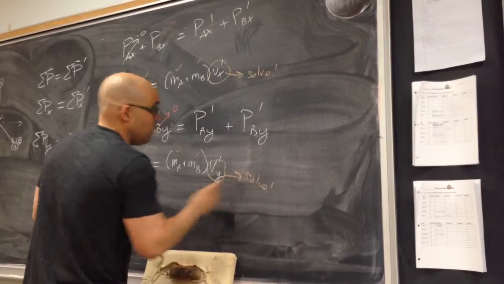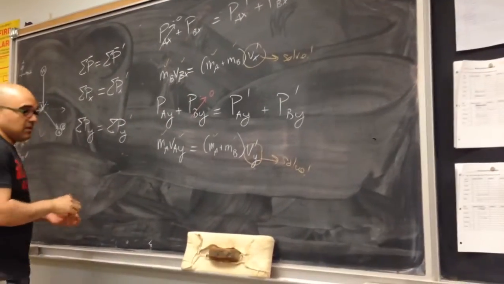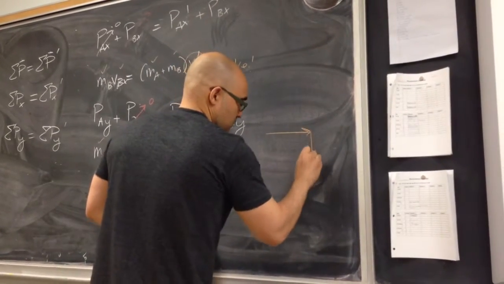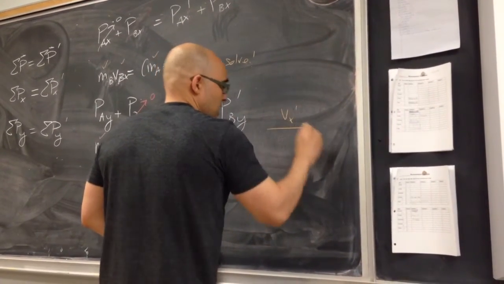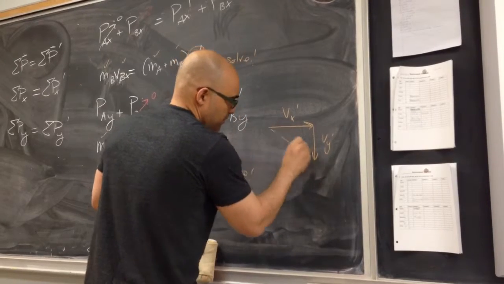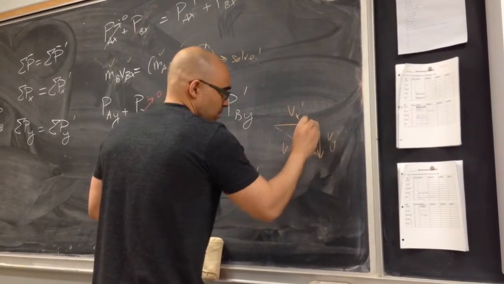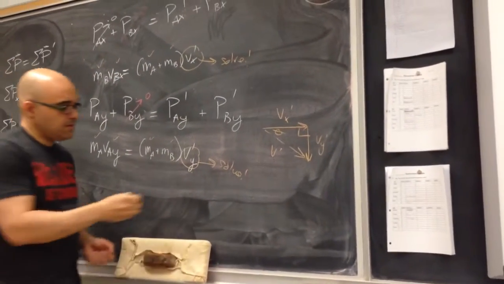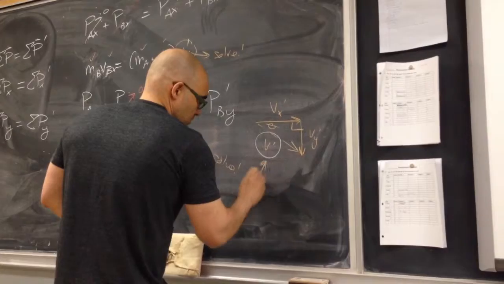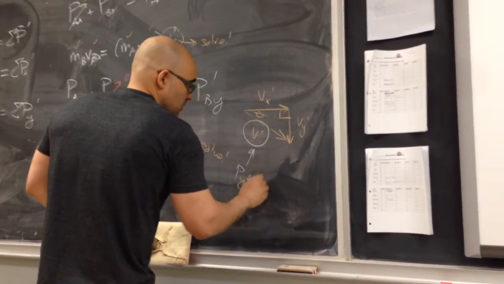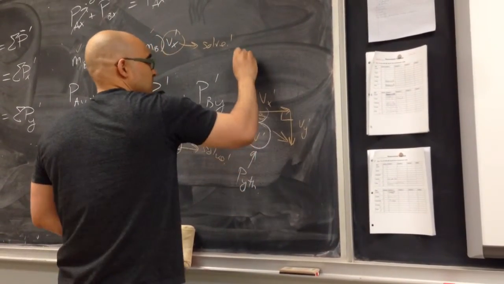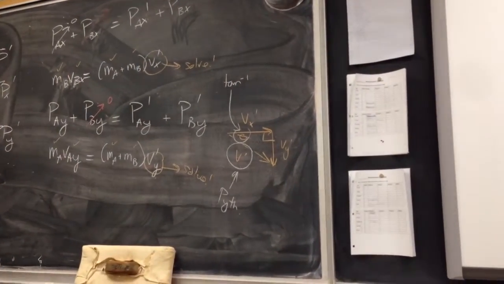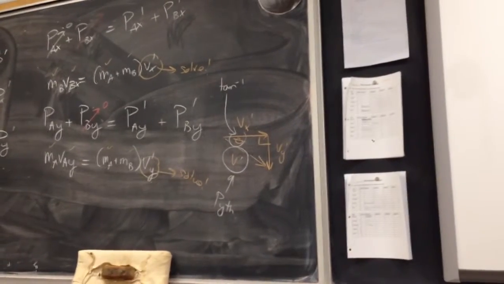And once we've got these two components, it's going to give us a triangle that looks something like this, where this is Vx prime, this is Vy prime, this is V prime. So you want to use the Pythagorean theorem to find this, and then you can use inverse tangent to find that angle. And that's what they want to know. They want to know the final velocity.